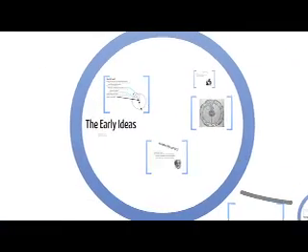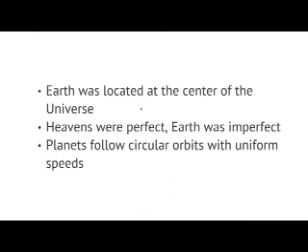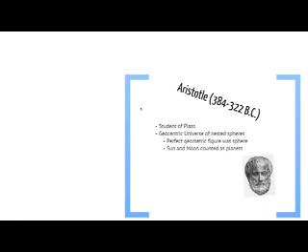So starting off, some of the early ideas that the Earth was located at the center of the universe. The heavens were perfect, the Earth was imperfect. This is the ancient Greek idea, starting out with that. And this dovetailed really well with the early Christian ideas that the Earth was imperfect as a result of the fall and so forth. But the planets followed uniformly circular orbits with uniform speeds. That was the belief anyway.